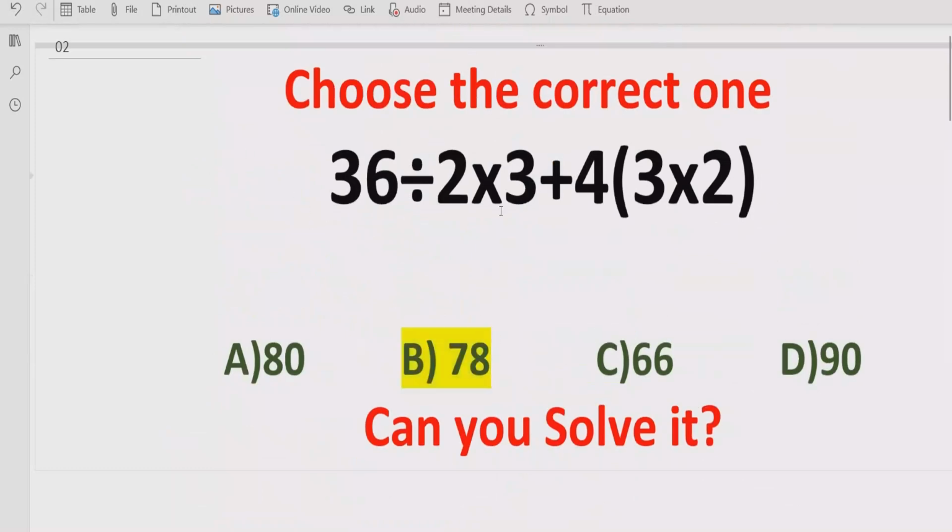So that's it for today. The answer of the given expression is 78. I hope you understand how you can solve the given expression using the PEMDAS and BODMAS method and find out the correct answer. So that's it for today.